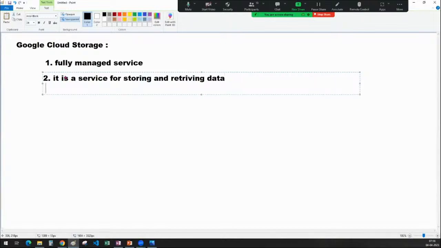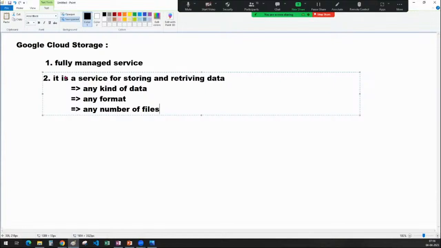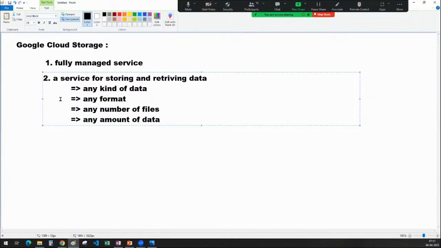Sir, what kind of data can I store here? What format of data can I store here? How many files can I store here? How much data can I store here? It is a fully managed service, a service for storing and retrieving the data.